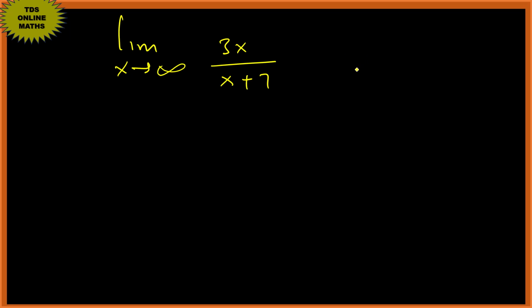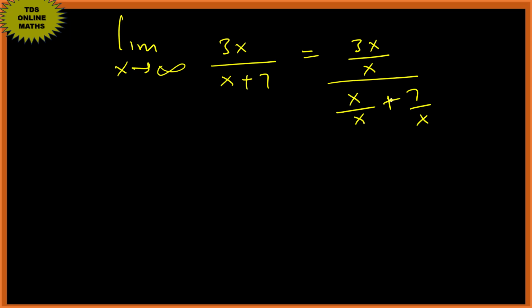All right, let's evaluate this one. Okay, now you can watch my previous video to get more information about how to evaluate limit to infinity. Okay, so just as we said, we divide each term for limit at infinity. We divide each term with x with the highest power. So we have x over x. So it's straightforward. 3x over x over x plus 7 on x.